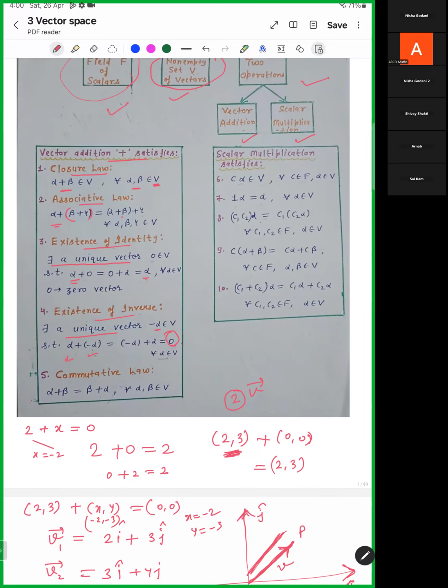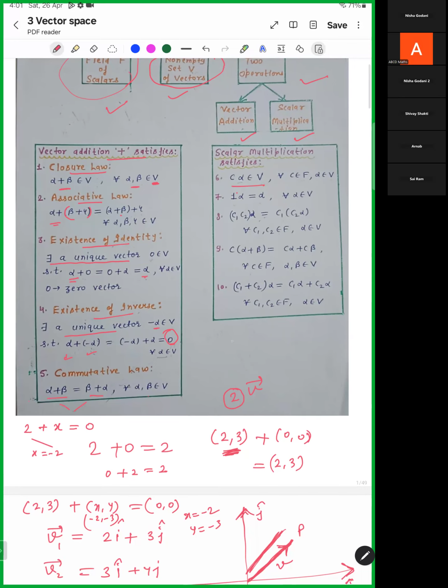Commutative law means if you add two elements alpha and beta, or if you change their order, both must have the same value. Okay, if it holds, then you say that the vector addition is commutative. Then in case of scalar multiplication, there are 5 axioms to be satisfied. The first one is C alpha belongs to V. If C is a scalar, alpha is a vector, C alpha also belongs to V, meaning C alpha is also a vector.